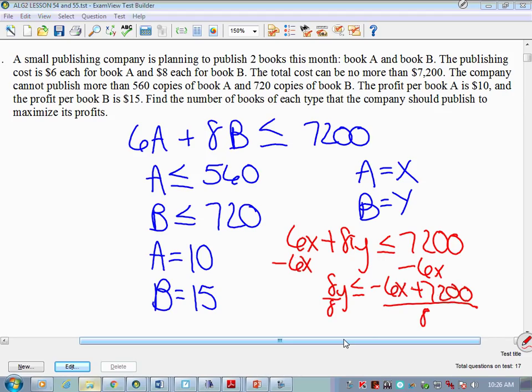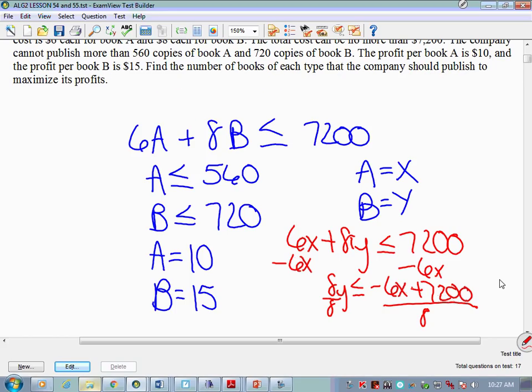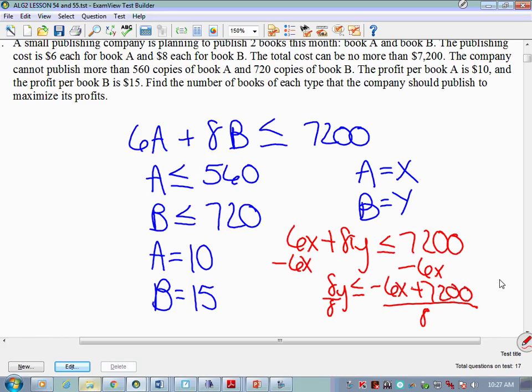Okay, kind of running out. Let's see if I can squeeze some more space here. Let's go over here. Actually, I want to change the way that we're doing this here for just a second.